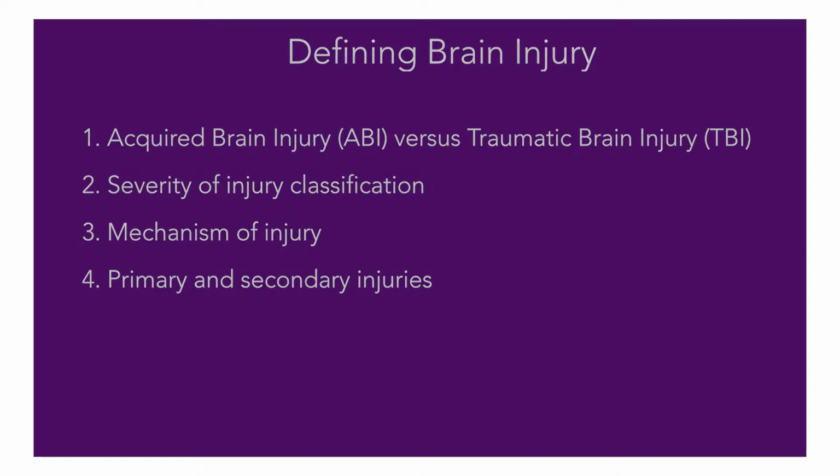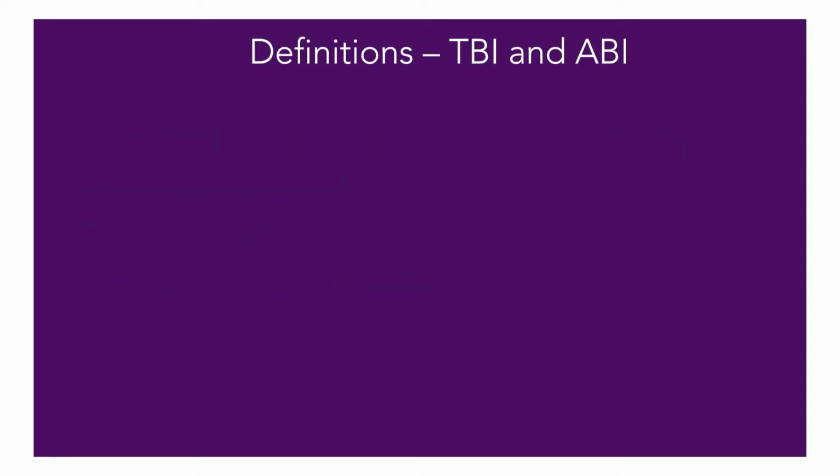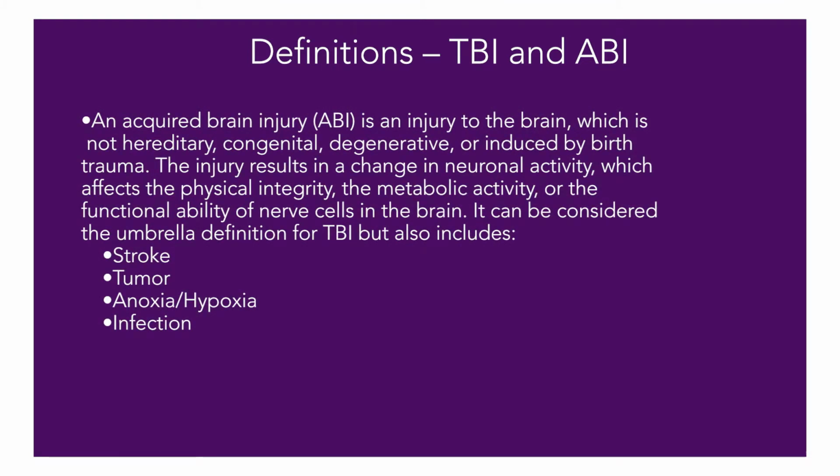So let's start with a basic definition before getting too far. Broadly, the term acquired brain injury is described as an injury to the brain that is not hereditary, congenital, degenerative, or induced by birth trauma. The injury results in some sort of change in neuronal activity, which affects the physical integrity, the metabolic activity, or the functional ability of nerve cells in the brain.